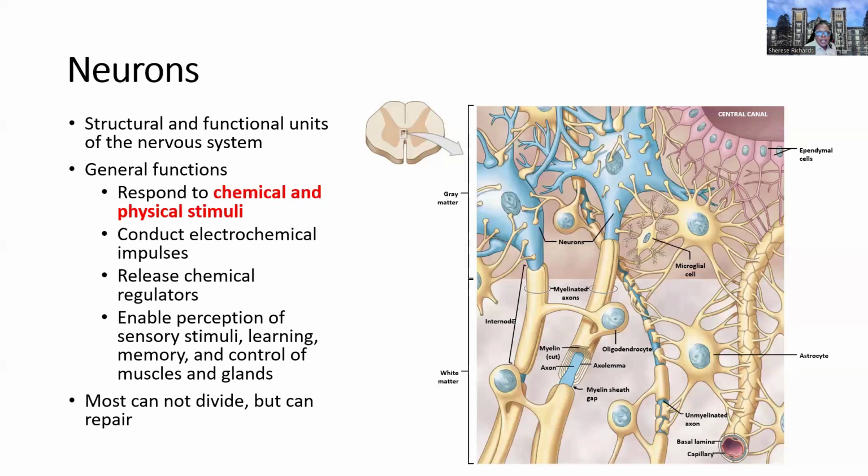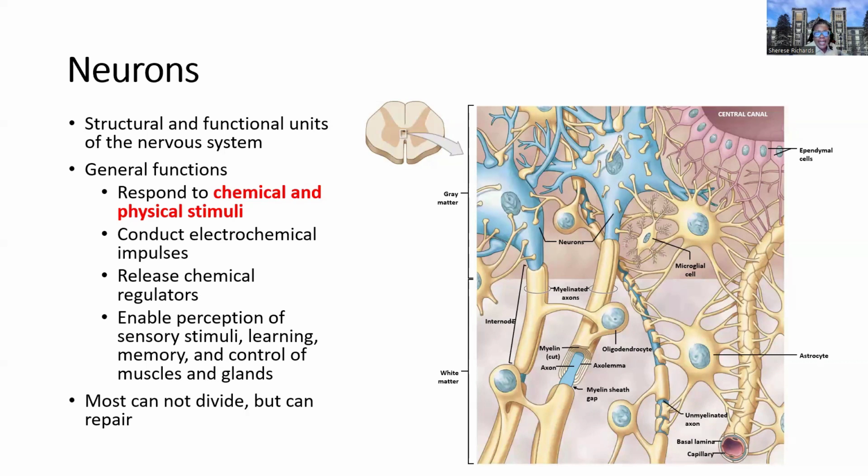Okay, let's begin by looking at a neuron. A neuron is the structural and functional unit of the nervous system. This is the level at which all of the functional interactions in the CNS actually happen, from one neuron to the next. They are responsible for responding to chemical and physical stimuli. They can conduct electrochemical impulses. We've talked about these. These are called action potentials or graded potentials, right?